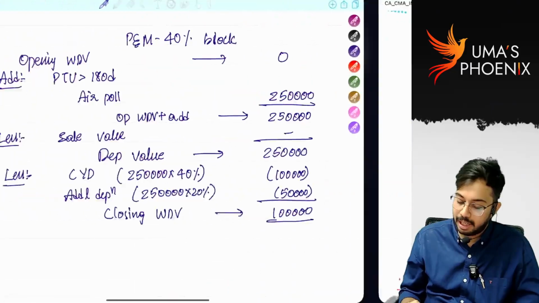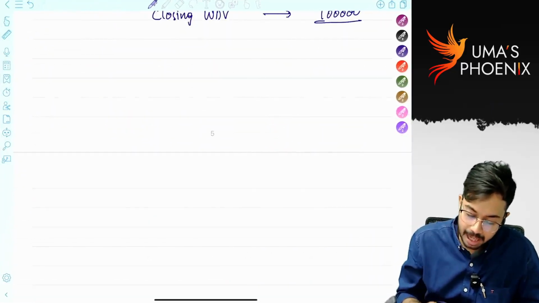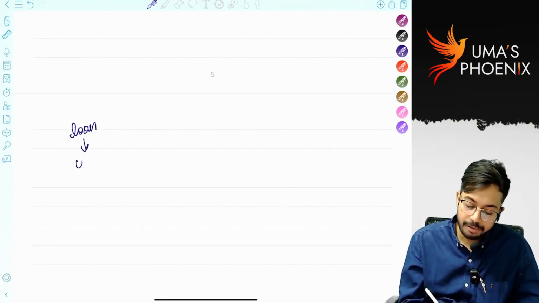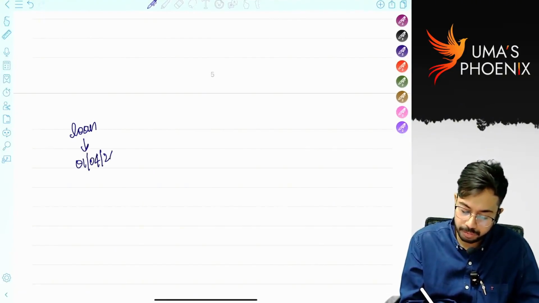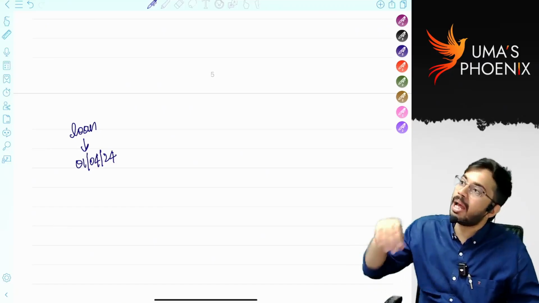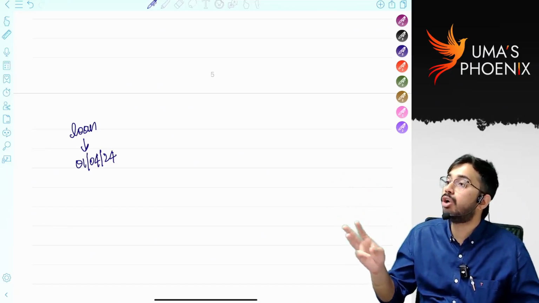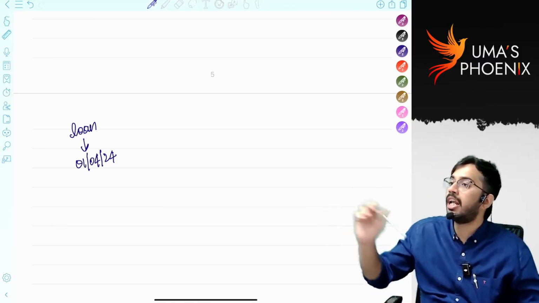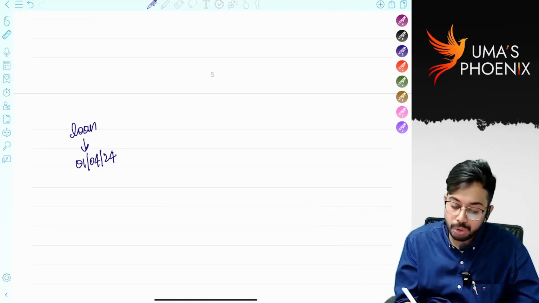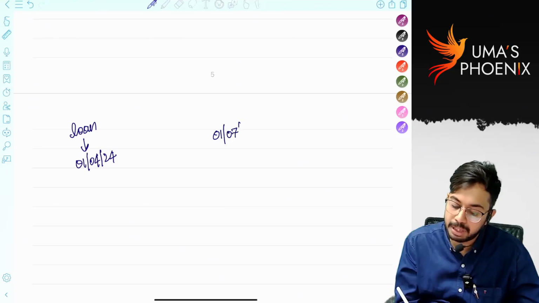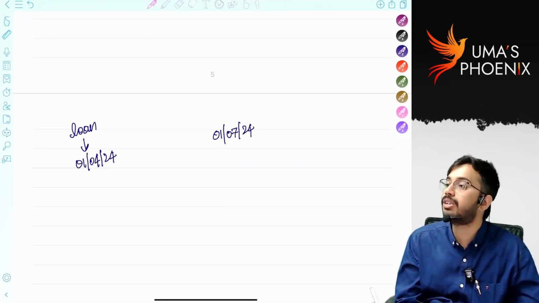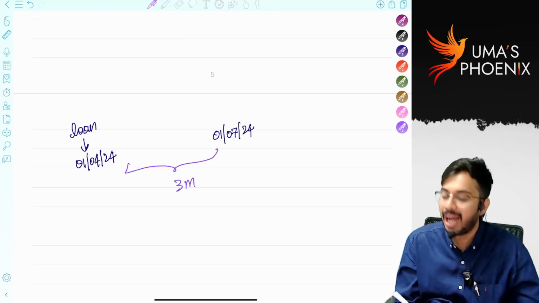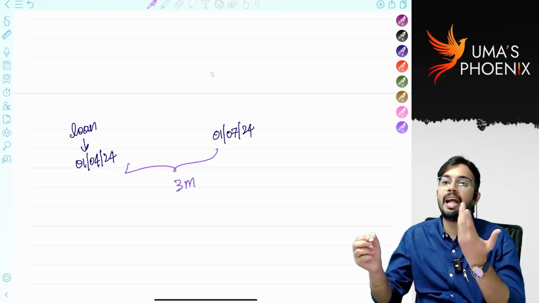Now, let's say to purchase plant and machinery, I took a loan. Loan was taken on 1st April 2024. On 1st April 24 only I purchased machinery, but it took 3 months to transport machinery from Mumbai to my factory in Hyderabad. So during these 3 months, and that plant and machinery is put to use from 1st July 2024 onwards.